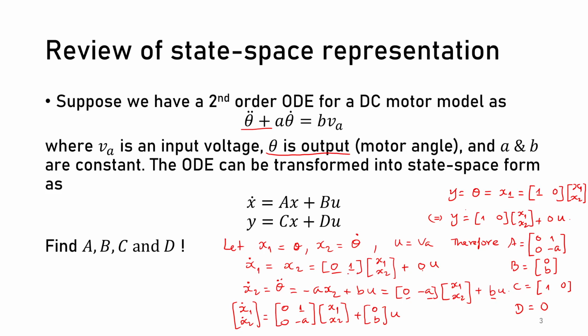Okay, now you already have state space form, which is this one. And so for any linear system, first order, second order, third order, you can always transform it into state space form like this: h dot equal to A h plus B u, y equal to C h plus D u.